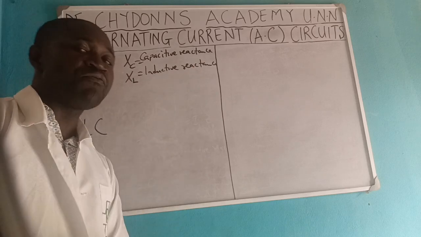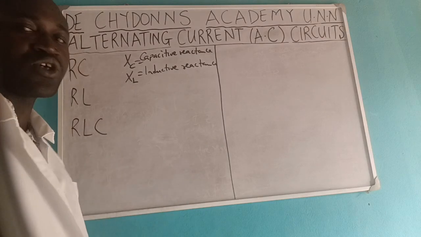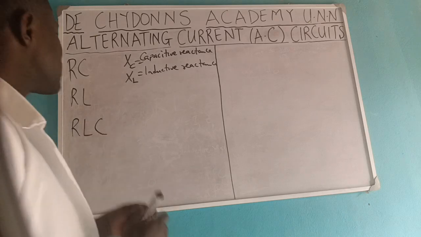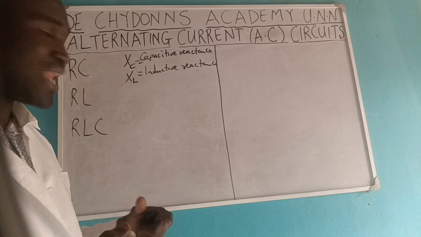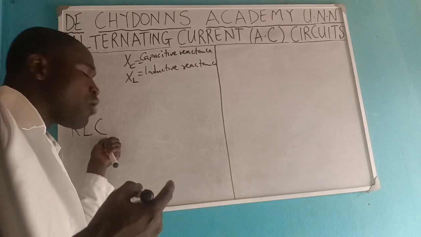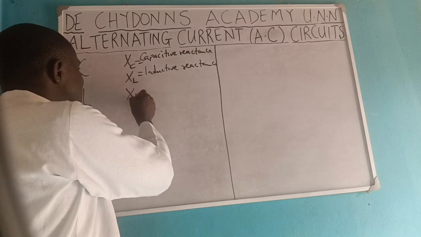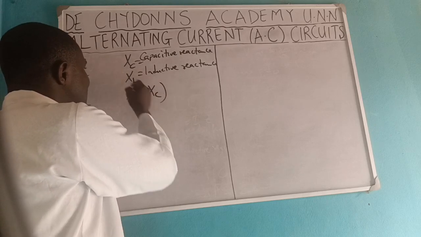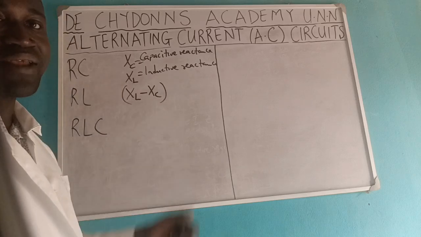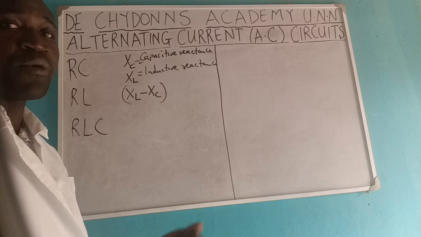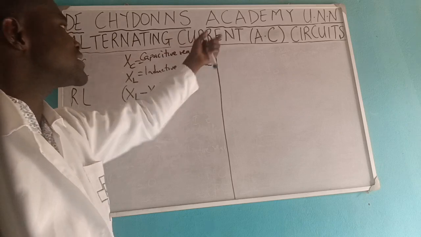Now, the opposition to the flow of electric current offered by both the inductor and the capacitor, it is being opposed by both inductor and capacitor. In this one, we'll be saying XL minus XC to get our total opposition by these two materials. We can call them materials or components which oppose the flow of electric current in alternating current circuits.